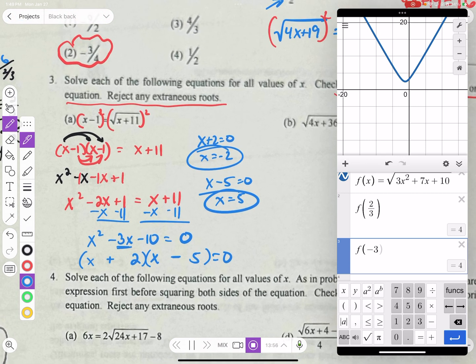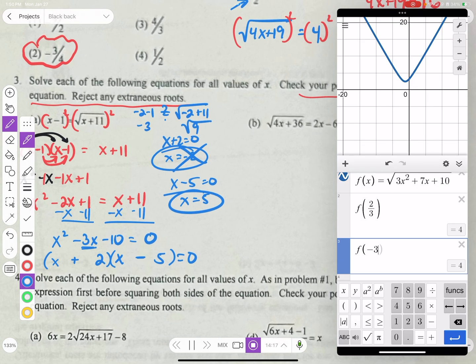Very important. So I'm going to check the -2. -2 minus 1. Does it equal the square root of -2 plus 11? Let's see, left side -3. Right side is the square root of 9. Uh-oh, square root of 9 is 3. That one didn't work. Wrong sign.